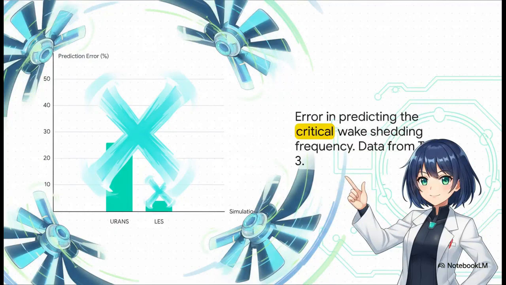And here it is. This is the knockout blow. One of the most critical things to get right is the frequency of that vortex shedding. The experimental data is crystal clear on what the answer should be. The URANS simulation was off by 26%. And the LES simulation was off by a mere 4%. That isn't just a little better. That is a massive, massive leap in accuracy.